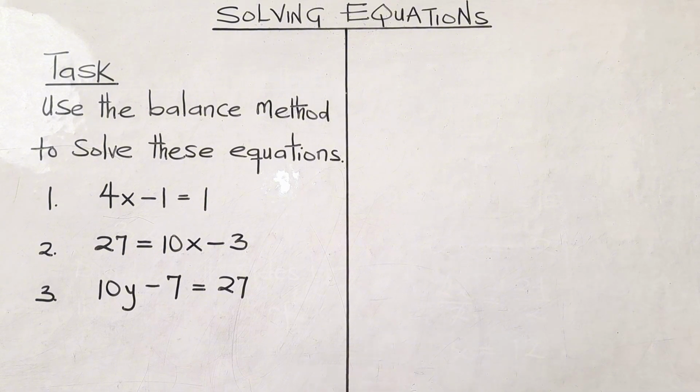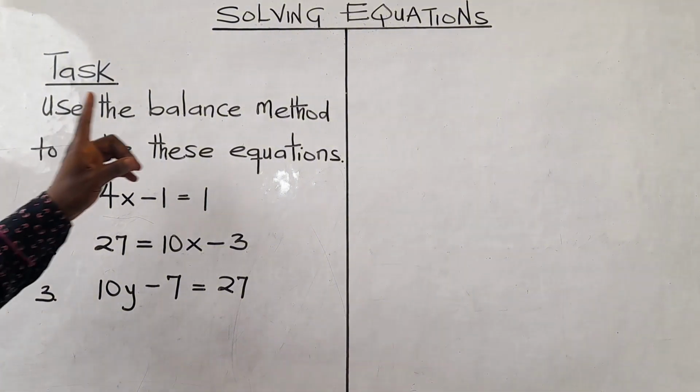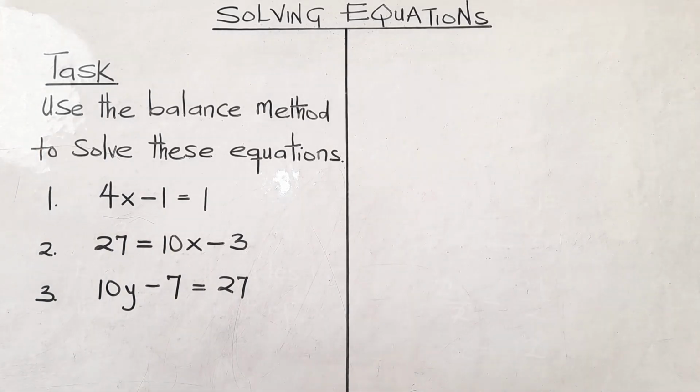Now look at the first task. Use the balance method to solve these equations. First equation, 4x minus 1 equal to 1. Second, 27 equal to 10x minus 3. Third, 10y minus 7 equals 27.